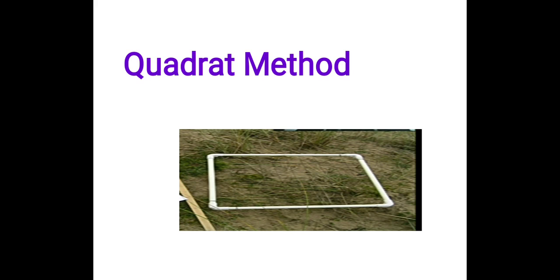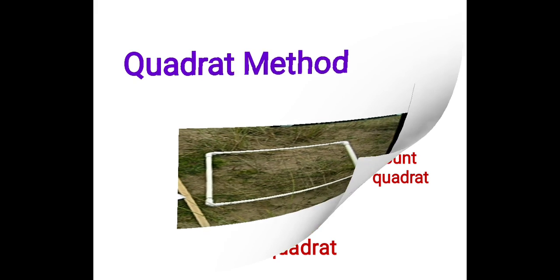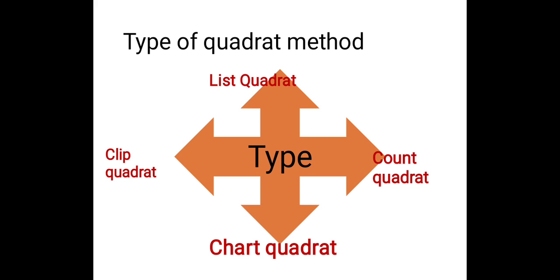In the quadrat method, there are four types. So learn those four types. The first type is the list quadrat. What is the list quadrat? When the organisms encountered in the sample plots are listed by their name, the quadrat is called a list quadrat. This study gives the floristic composition of the community. It is used to find the frequency of different species.